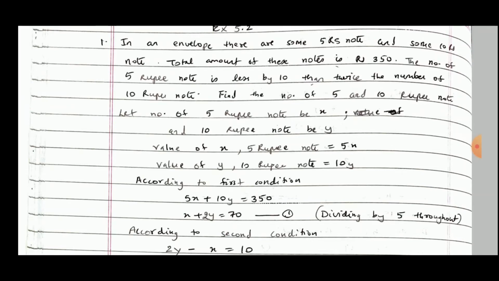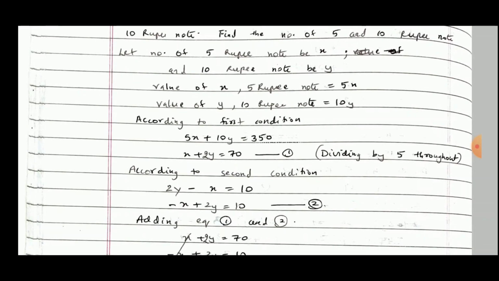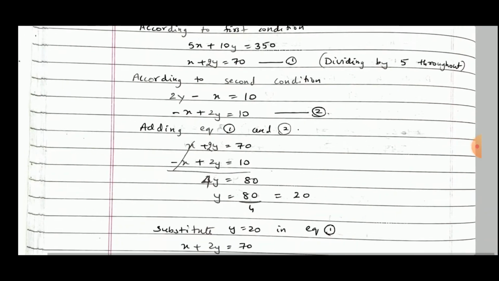Now the second condition is what? The number of 5 rupee notes is 10 less than twice the number of 10 rupee notes. So twice the number of 10 rupee notes means 2y, and minus x, this will be equal to 10. So now this will be minus x plus 2y is equal to 10. So from 1 and 2, adding equations 1 and 2, plus x minus x will cancel. 4y is equal to 80, y will be equal to 20.